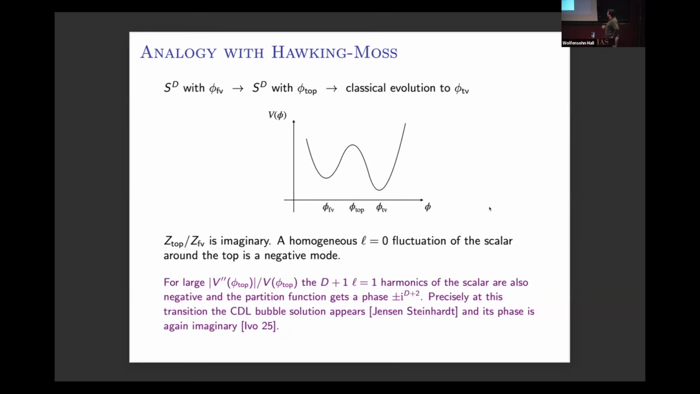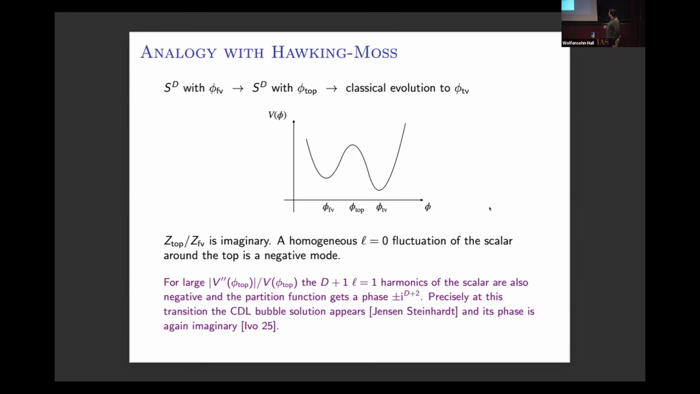But when V double prime increases beyond a certain bound, then the Coleman-De Luccia bubble solution appears. So it starts as a very thick bubble, which as you increase V double prime becomes thinner and thinner, and eventually it becomes the thin wall approximation of Coleman and De Luccia. This transition where the Coleman-De Luccia starts existing was found by Jensen and Steinhardt, and the value of this transition is exactly the same as the value where these extra d+1 negative modes appear.